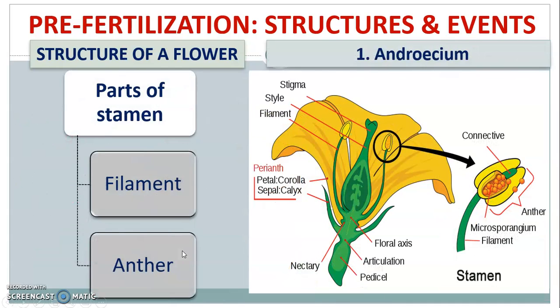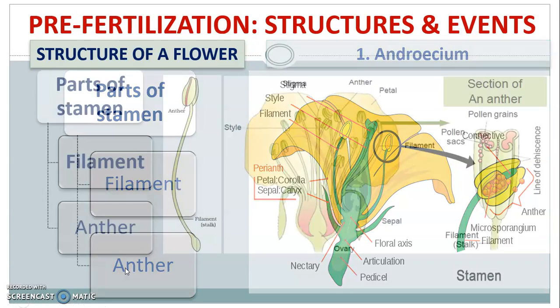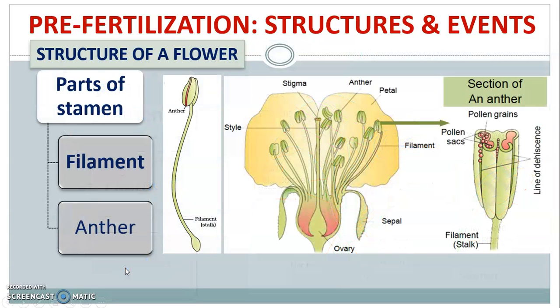Now the parts of the stamen. The stamen, which is the male reproductive part of the flower, has two different parts. One is the filament and another is the anther, right? Filament and anther. So come to the part filament. Now, in this diagram, in this slide, you can see this handle-like structure, this complete structure is known as the filament. Okay? It is a filament.